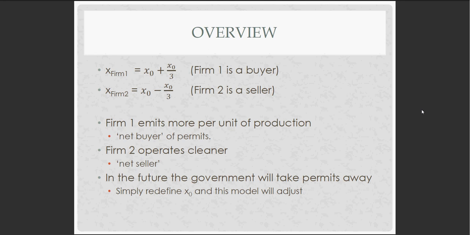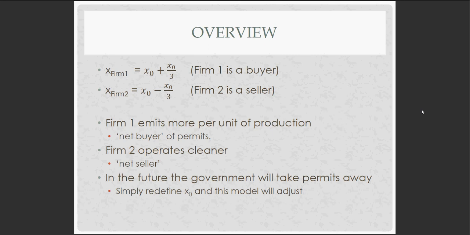Since firm 1 emits more pollutants, they must purchase more permits to reach their revenue maximization criteria. Firm 1 is essentially paying firm 2 to cut back production and emissions for them. Since firm 2 operates cleaner and can abate more cheaply, this is the reason why firm 2 will do so.